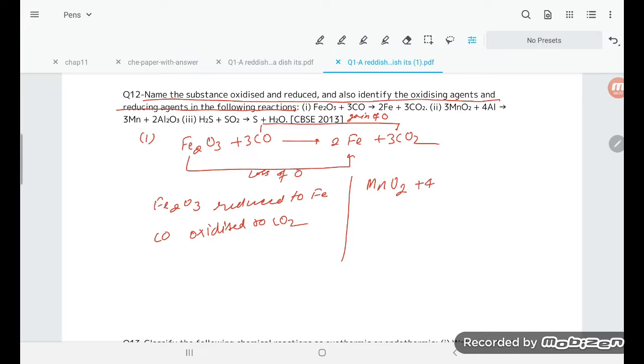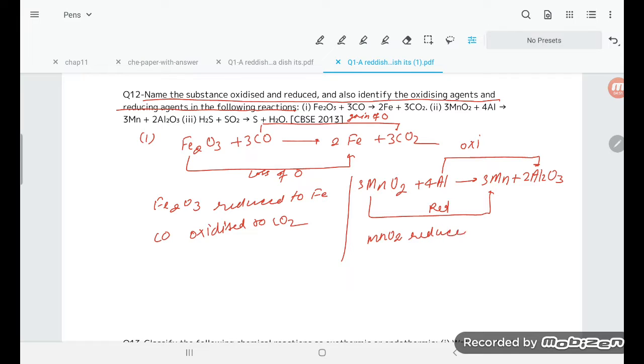Now go for MnO2 plus 4Al, it is giving, student, 3Mn plus 2Al2O3. What is happening? This is the reduction, loss of oxygen is reduction, gain of oxygen is oxidation. So MnO2 is reduced to Mn, right?